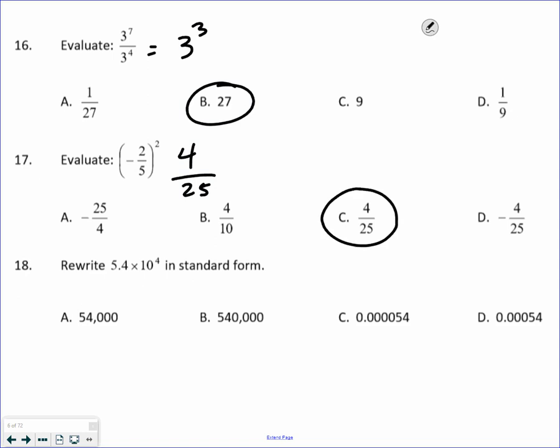And the last one here, writing in standard form. Since it's 10 to the positive fourth, you're going to go 1, 2, 3, 4 decimal places, getting you 54,000. A is the correct answer.